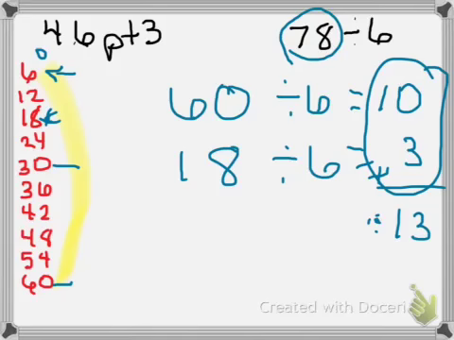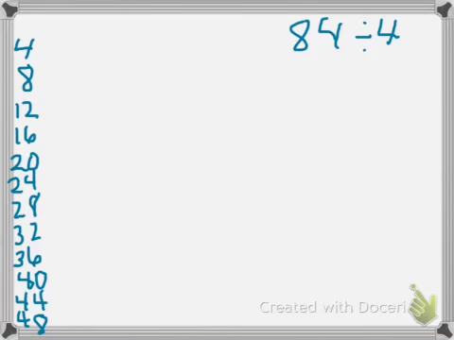So let me erase all of my work. And we're going to do 84 divided by 4. Again, I'm going to list all of my multiples of 4 out to the side. Okay, all of my multiples of 4 are listed out to the side, and I went up to 12 this time. I think it'll be easier for us to find an answer if I went up just a little bit higher. Okay, so I'm going to try to find 2 numbers that when I add them up, I get 84.